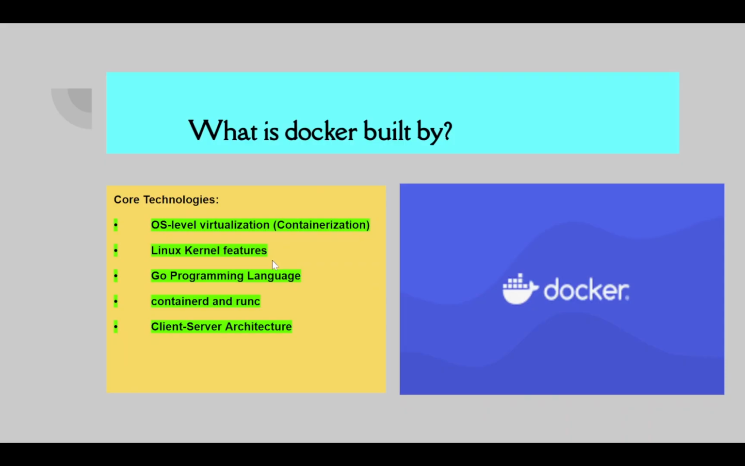The Go programming language, Golang as we call it, is primarily used to build Docker, along with containerd and runc. These are two other components that build and run containers. There is also a client-server architecture, because as a developer you have to use Docker's tooling. There will be a Docker server, and there will be Docker Desktop, which will connect to it.